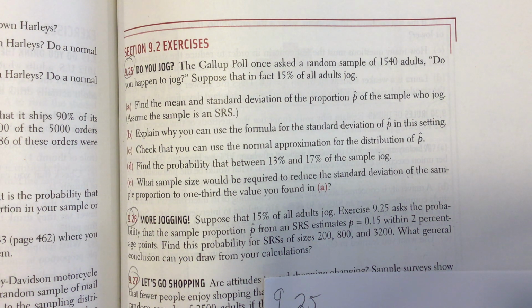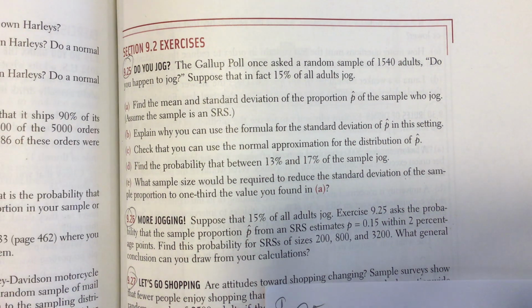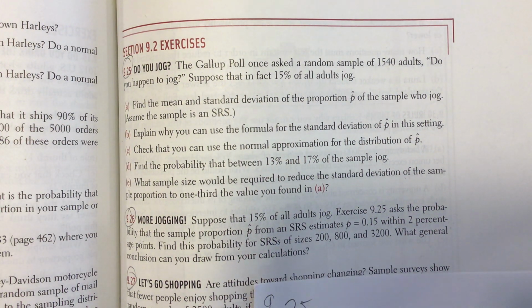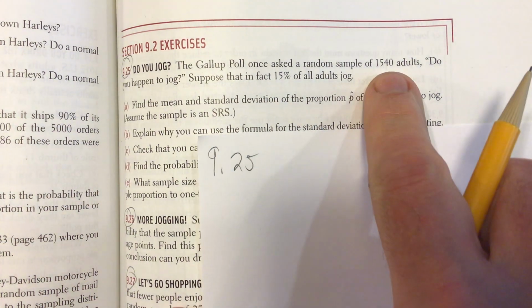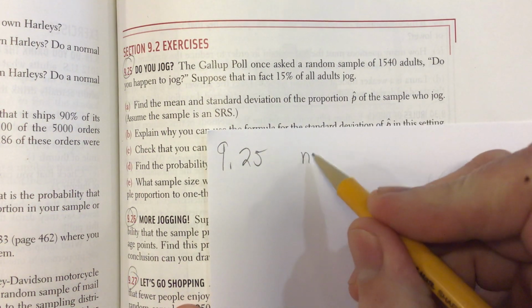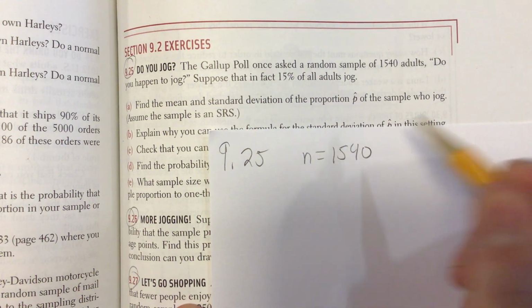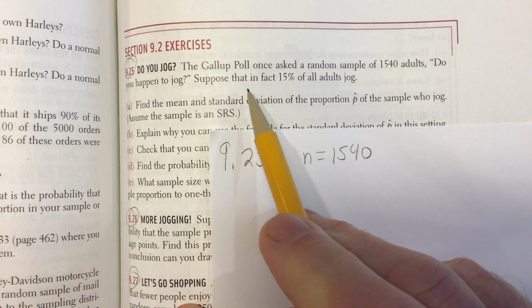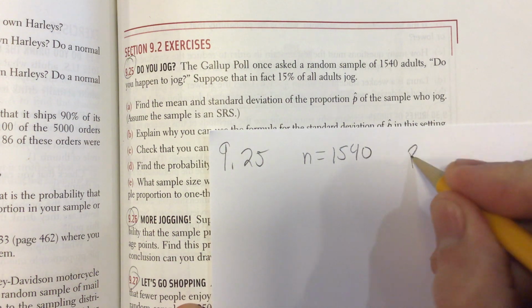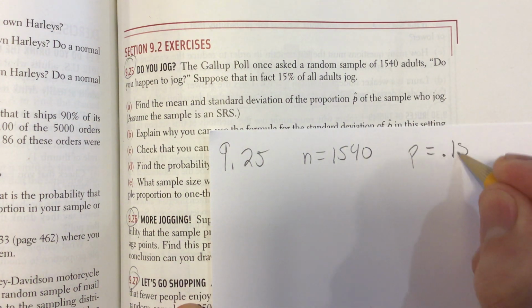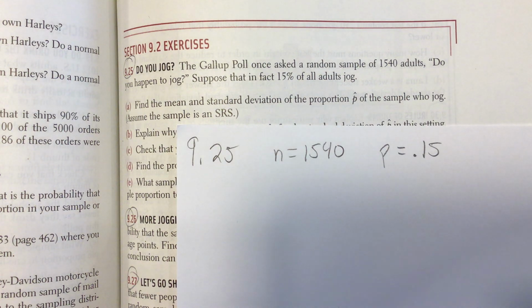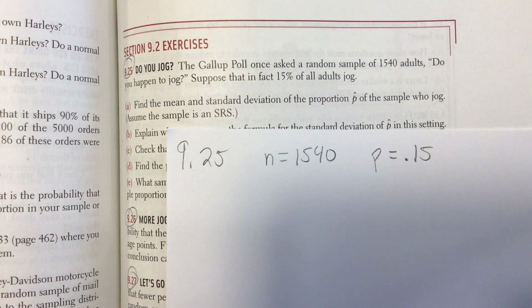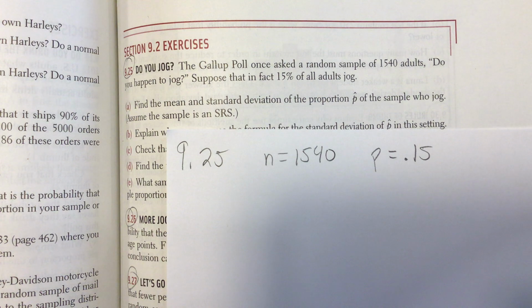Problem set 9.2. First question is right here. Do you jog? So we have a random sample. Sample size is 1540. And we're supposing that we know the parameter to be 15%. All right, question A. Find the mean and standard deviation of the proportion p hat of the sample who jog.